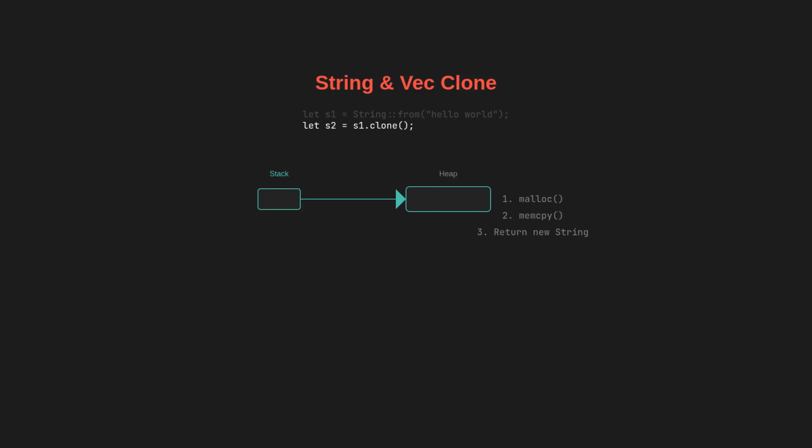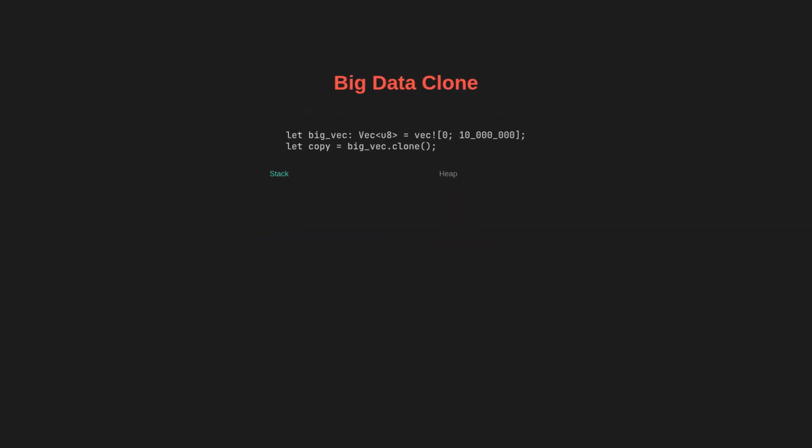So as you can see, let s1 is equal to a String, and we are cloning s1 into s2. Now we have two completely independent strings, each with their own heap allocation. Modify one and the other is unaffected. For a small string, this is fine, maybe 15 to 100 nanoseconds. But what about a vector with 10 million elements?